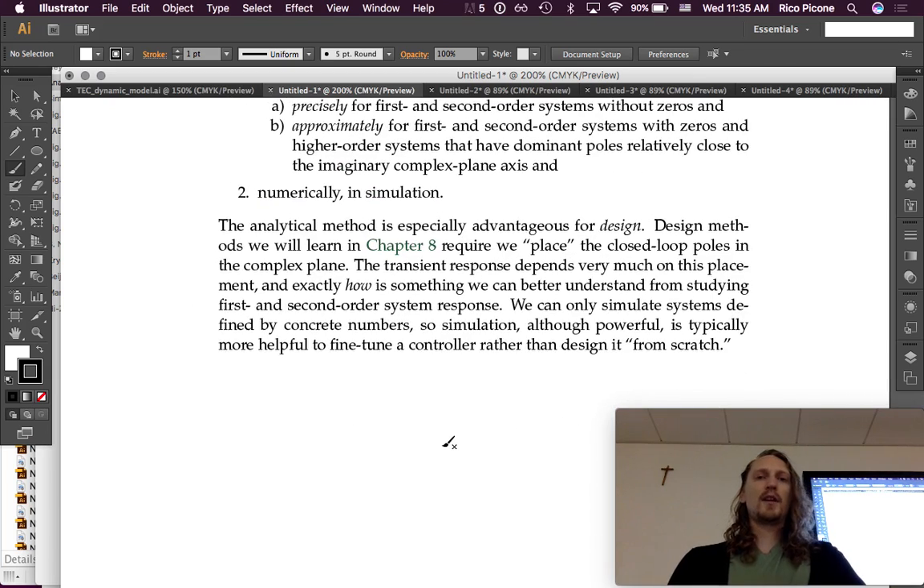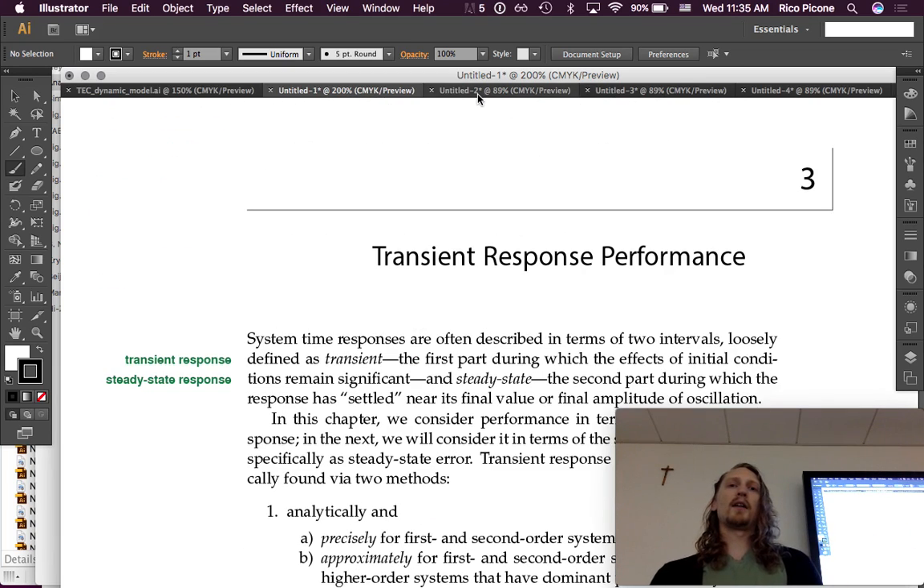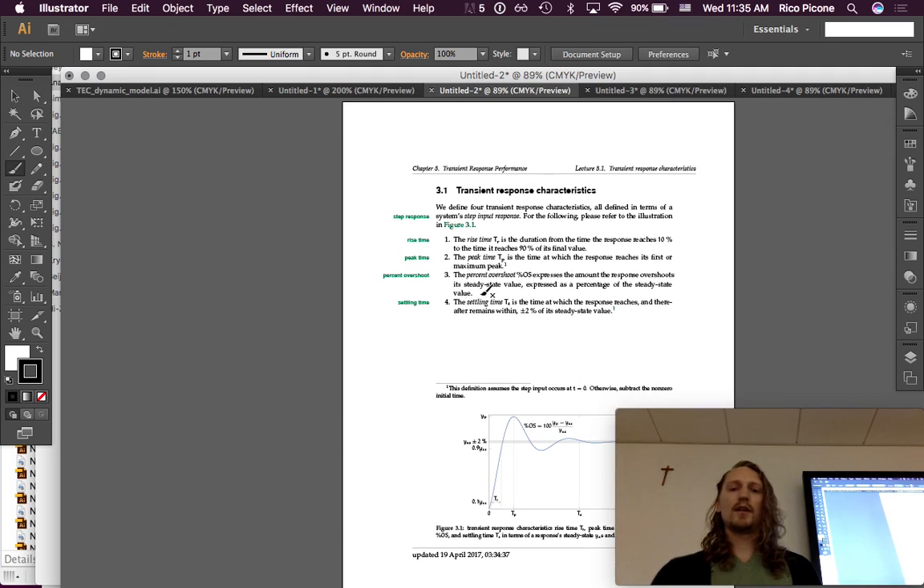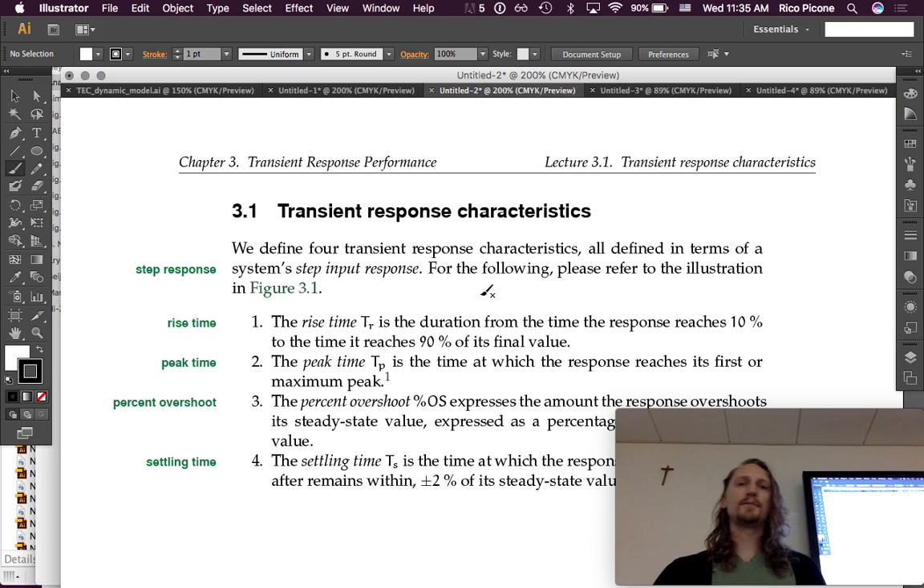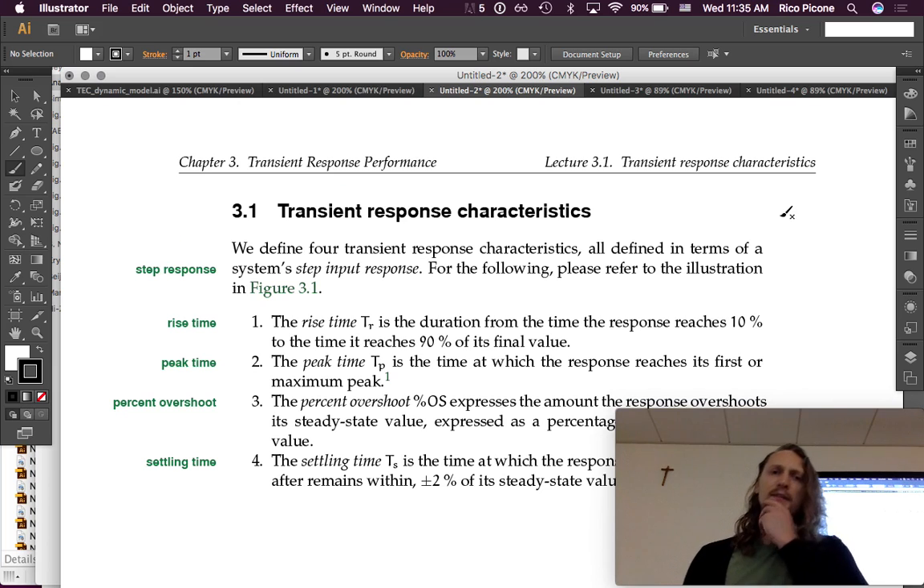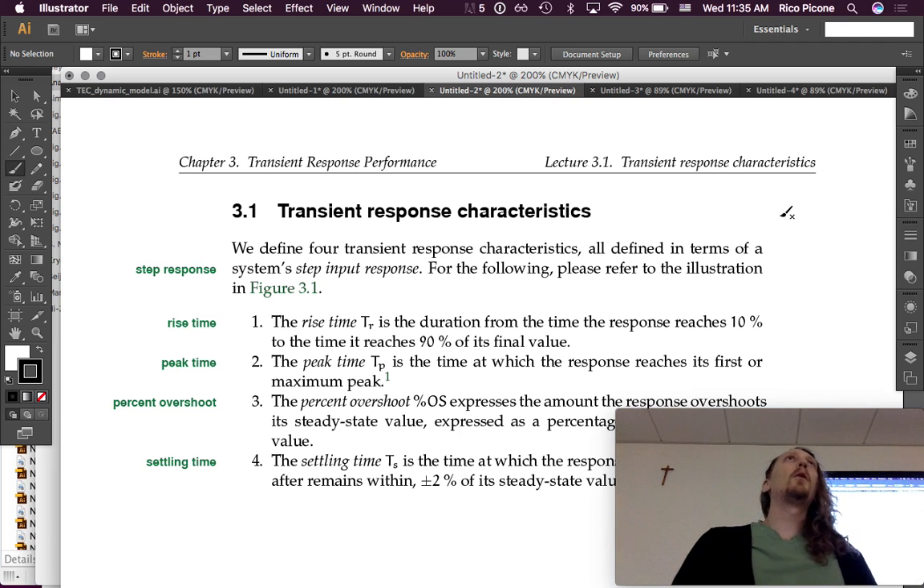So that is sort of our introduction to this chapter, and the first section or lecture, I'm calling it, is the transient response characteristics. There are four of them we're going to focus on. There are others that we won't talk about in this class, but these are the four that are probably the most commonly discussed and the most important.